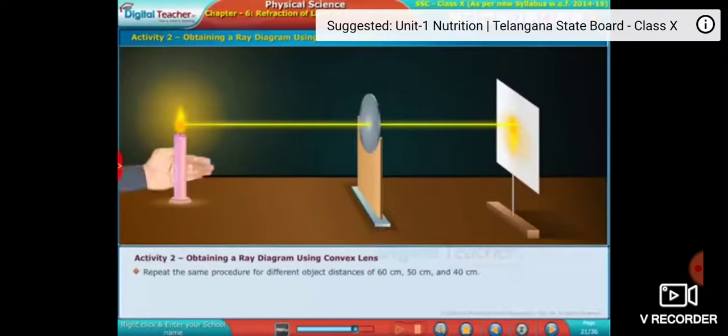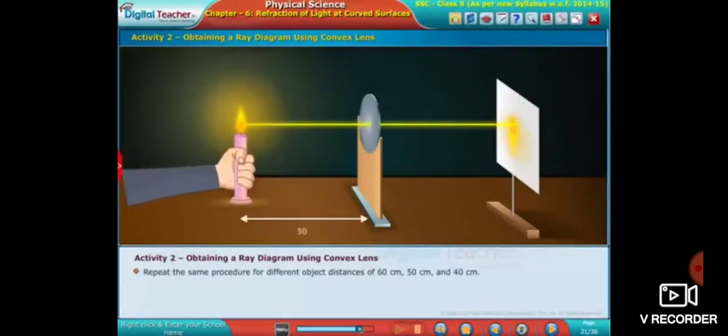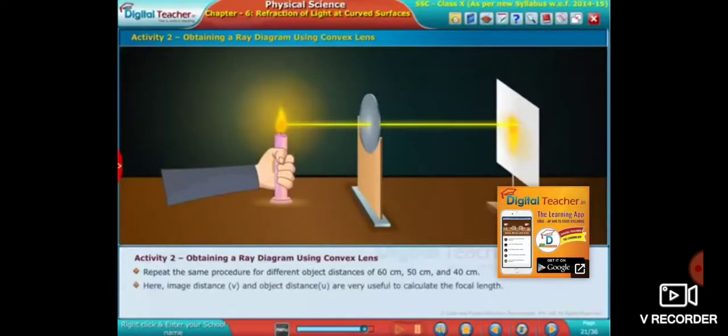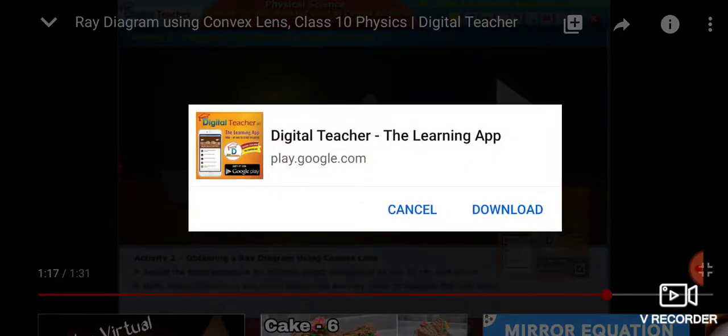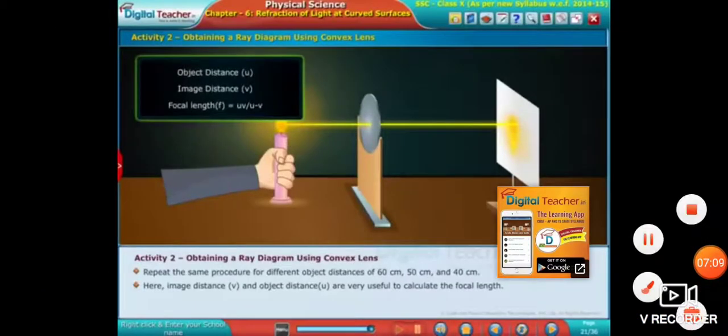Repeat the same procedure for different object distances of 60 centimeters, 50 centimeters and 40 centimeters. Here, image distance V and object distance U are very useful to calculate the focal length. Let us now find the relation among the object distance U, image distance V and focal length F.